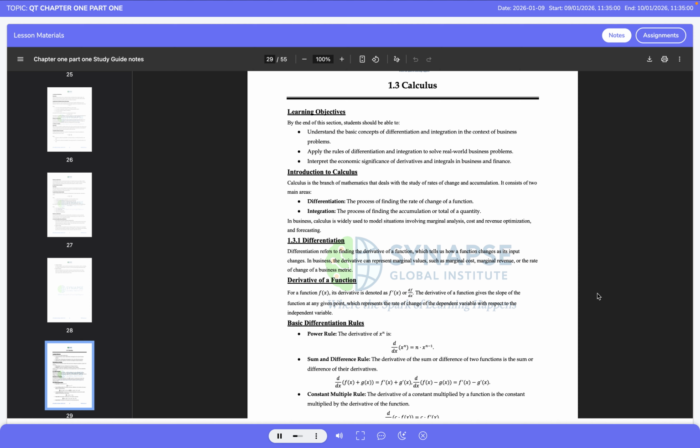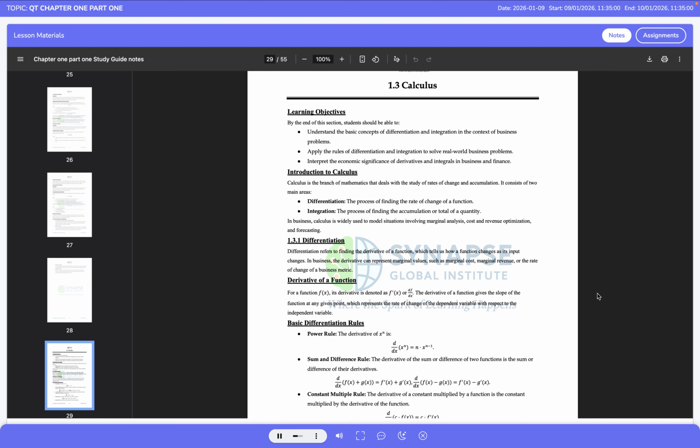We now move into an important pillar of quantitative analysis, which is calculus. Please remain attentive as we proceed, and feel free to use the chat section at any point to ask questions or seek clarification, because calculus underpins many key decisions in business and finance.